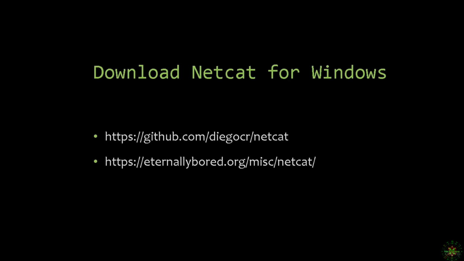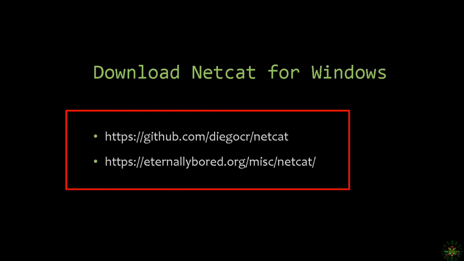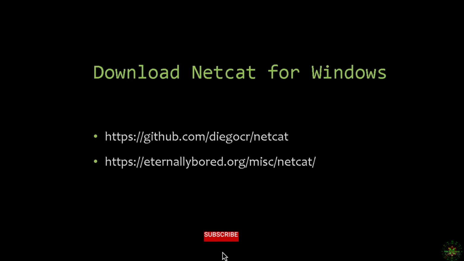Netcat usually comes installed on Kali Linux, but it is not installed by default on Windows machines. So you can go to any of these links and download the compiled version of Windows and start using it.